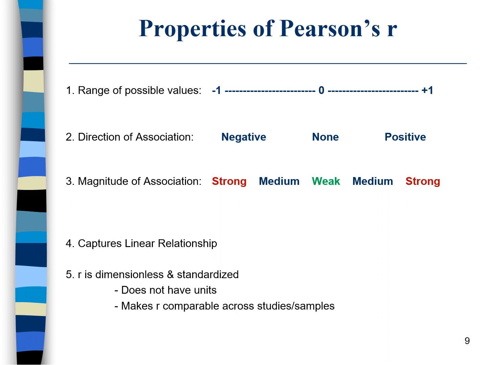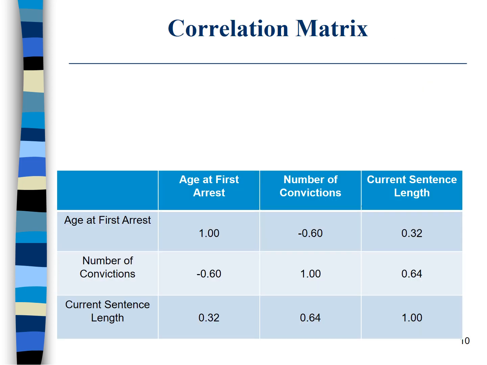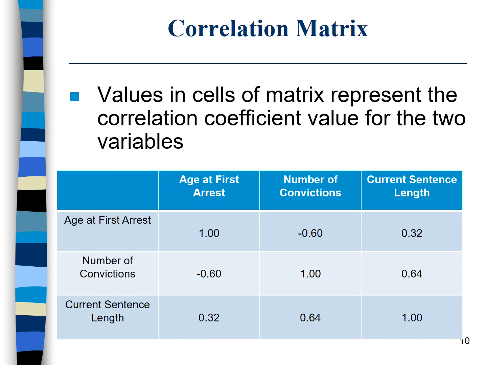Okay, one more slide for this particular lecture, and this is about what happens once we've got our data, entered it, looked at our scatter plots, and asked SPSS or some other software program to compute some R statistics. How do we display them to our audience? How we display them is typically known as a correlation coefficient.